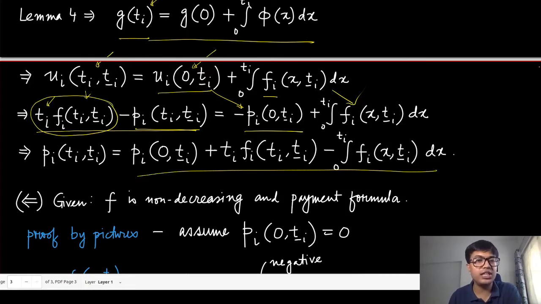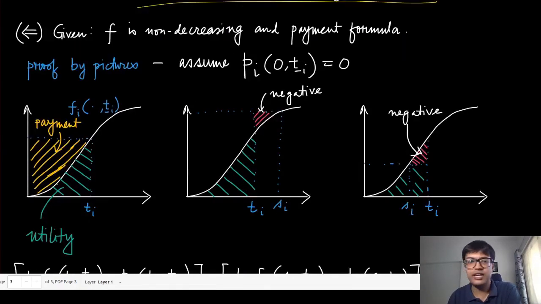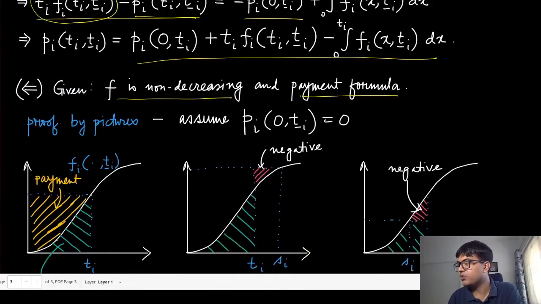Now we have to show the reverse direction, that if a mechanism satisfies this monotonicity property and this payment formula, then it must be DSIC. This proof is very easy to follow, and I like this proof because it is entirely by pictures. What is given in this case? We are given that this function is non-decreasing, and we have that payment formula.